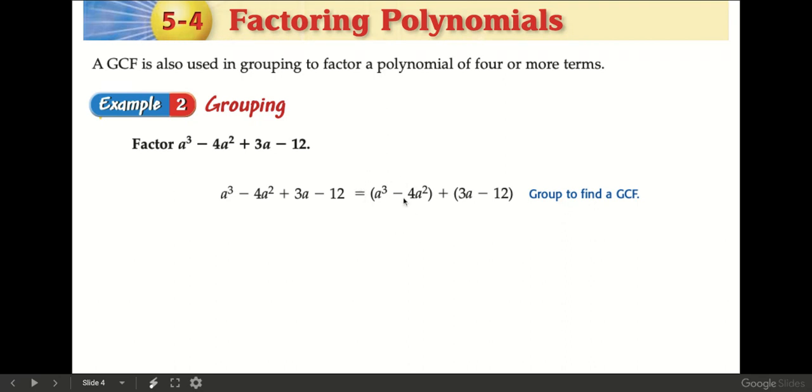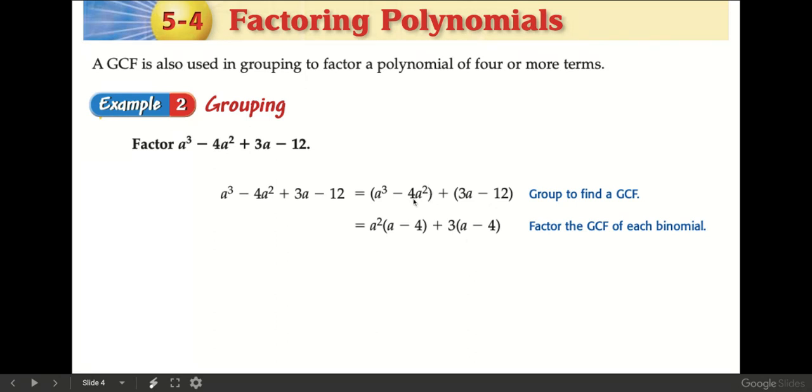So if I group the first 2 terms together, what is the greatest common factor of these 2 terms? Well, I have a to the third, and then I have minus 4a squared. Well, they both have a in common, but not only do they have a in common, they have a squared in common. So I would factor out a squared from both of these. And if I look at this parentheses here, what do these 2 terms have in common? Their greatest common factor would be 3. So again, I factored out a squared from this parentheses, and it leaves me with a minus 4. I factored out or divided out 3 from this parentheses, leaves me with a minus 4.